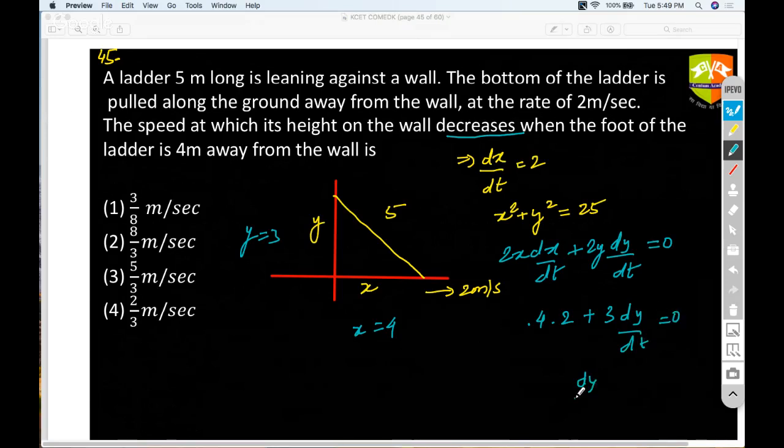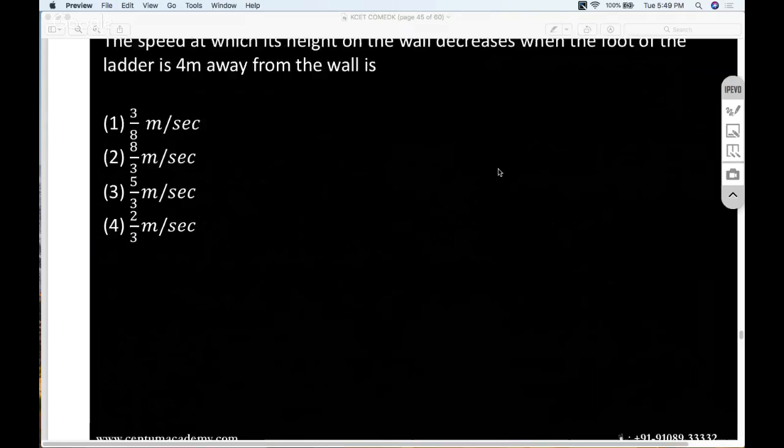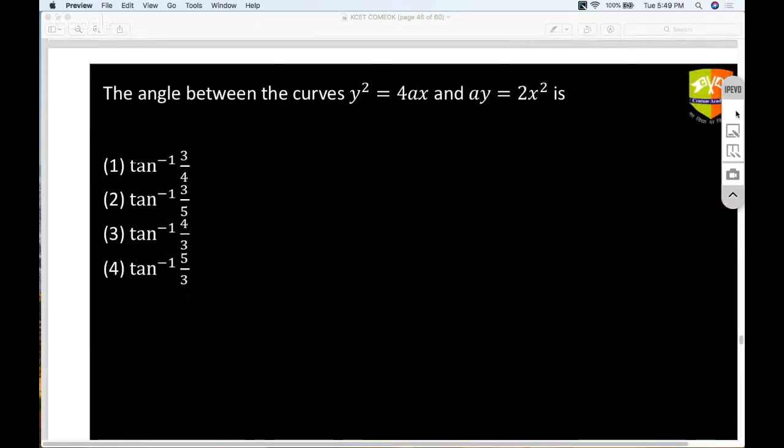So dy by dt is going to be negative of 8 by 3 meters per second, suggesting that there is a fall in the value. And hence, since there's already a word decreasing mentioned over here, option number 2 is going to be the right option. Well done. Next, let's talk about question number 46.